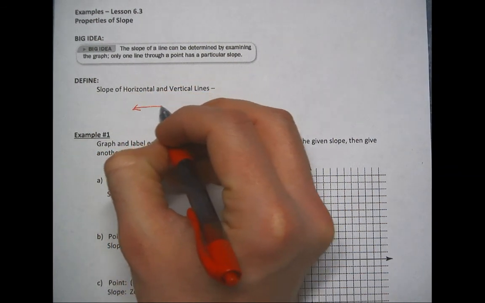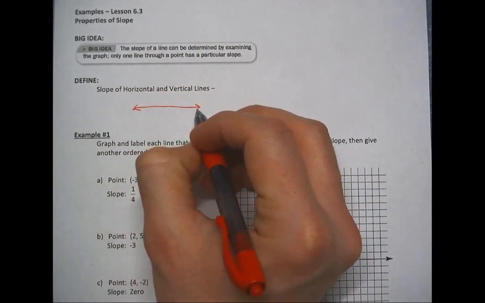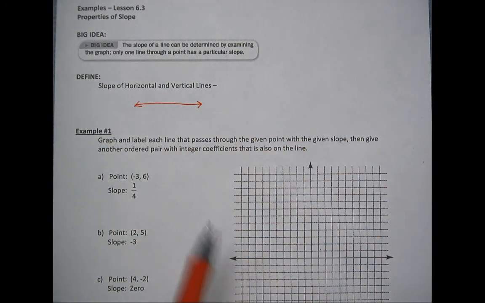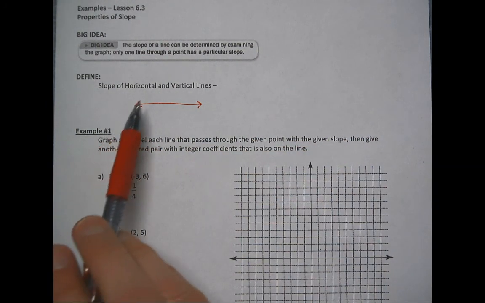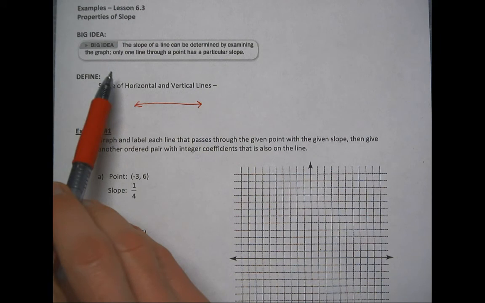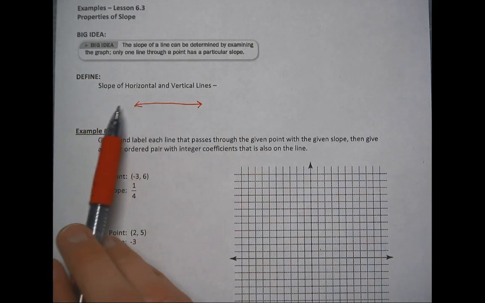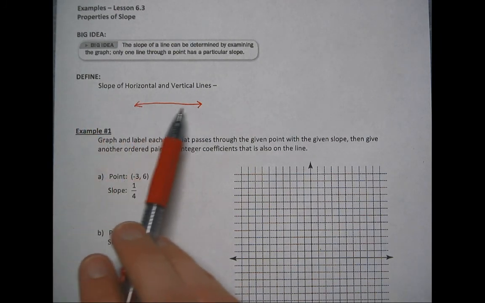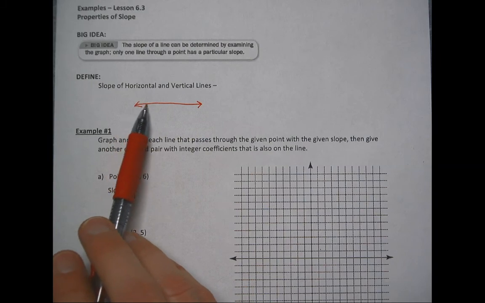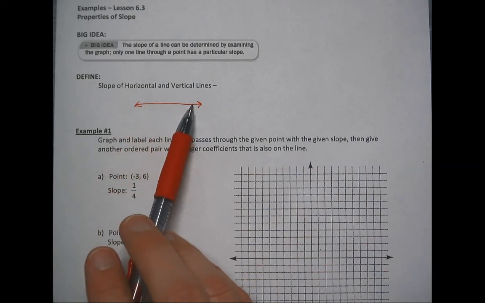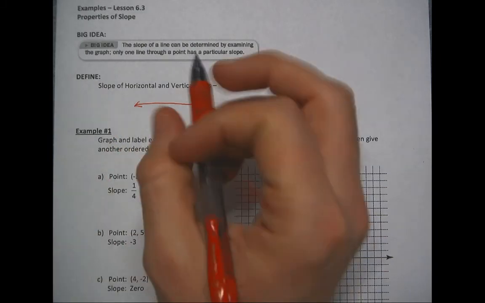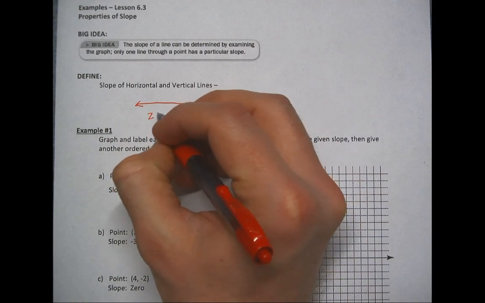So if we have a horizontal line, remember slope measures how fast this line is going up or how fast this line is going down. This line is not going up, it's not going down, but it can be measured. You can measure how fast this is going up or down. The value is 0, so there's 0 slope here.